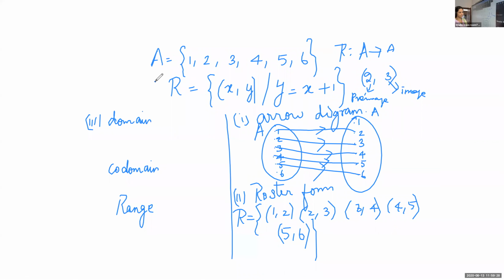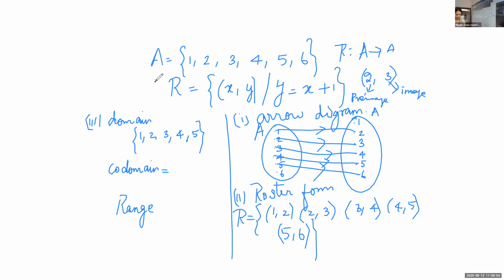What is domain? Aditya Raj? Ma'am, 1, 2, 3, 4, 5. Yes. The collection of all first elements in the relation: 1, 2, 3, 4, 5. Collection of first elements in the relation forms the domain. What about codomain? Tomlin?